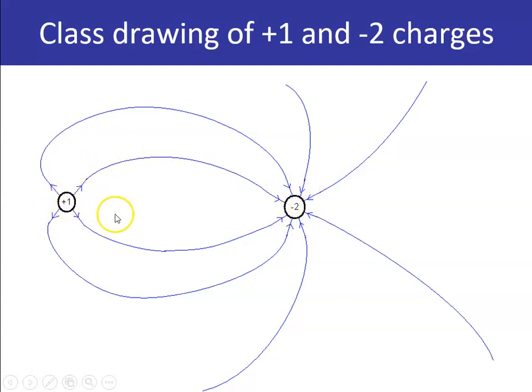Well, what do you see? That means that there must be twice as many electric field lines going into the negative charge as are coming out of the positive charge. Well, where are these other electric field lines coming from? They must be coming from other positive charges that are outside of the picture.